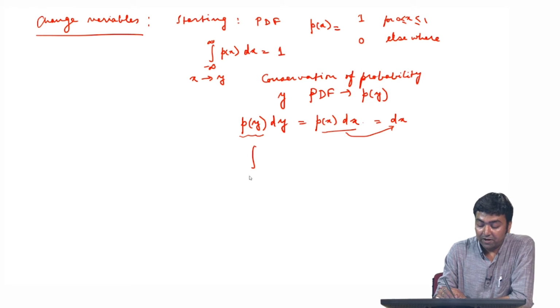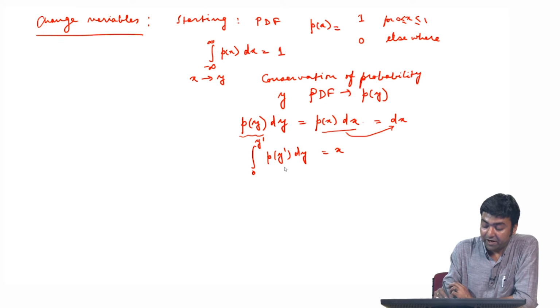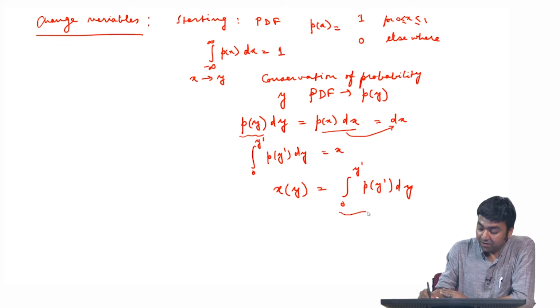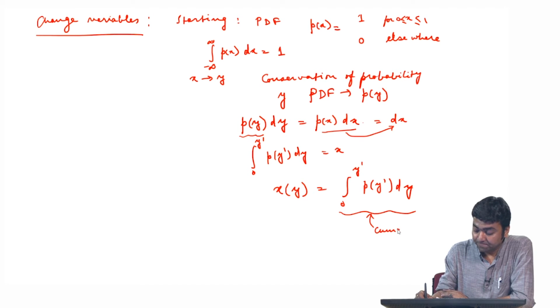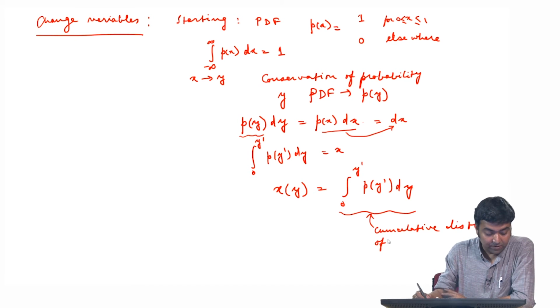And then we do an integral from 0 to y prime, p y prime dy prime, this gives me x. So, basically what I have now is x as a function of y, which is given by the integral from 0 to y of p y prime dy prime. If you look at this, this is nothing but the cumulative distribution of p y.